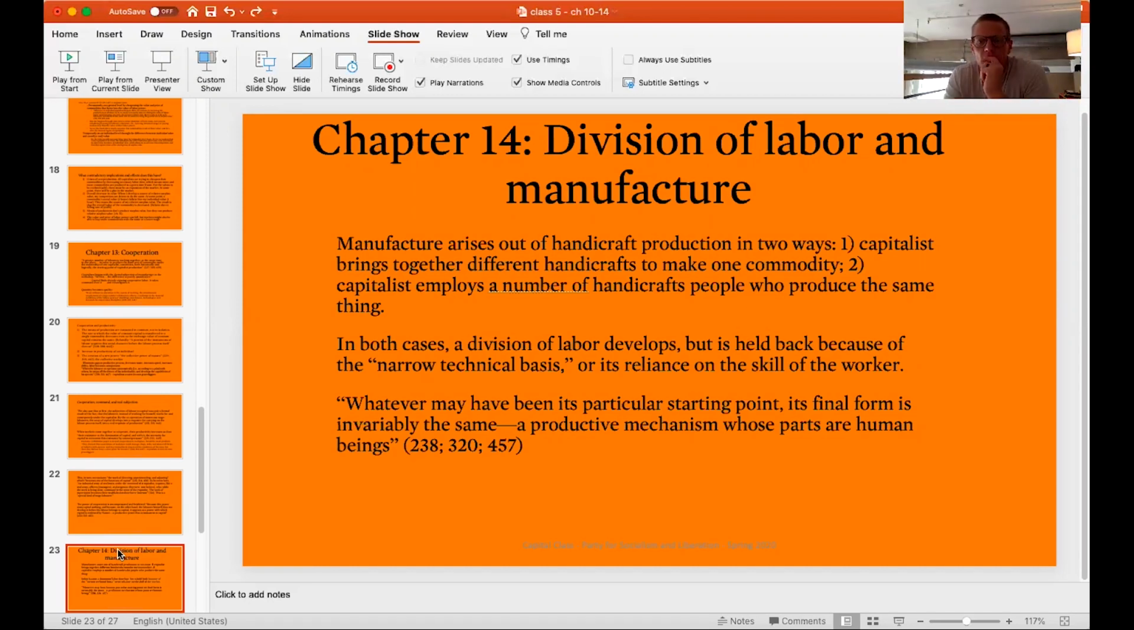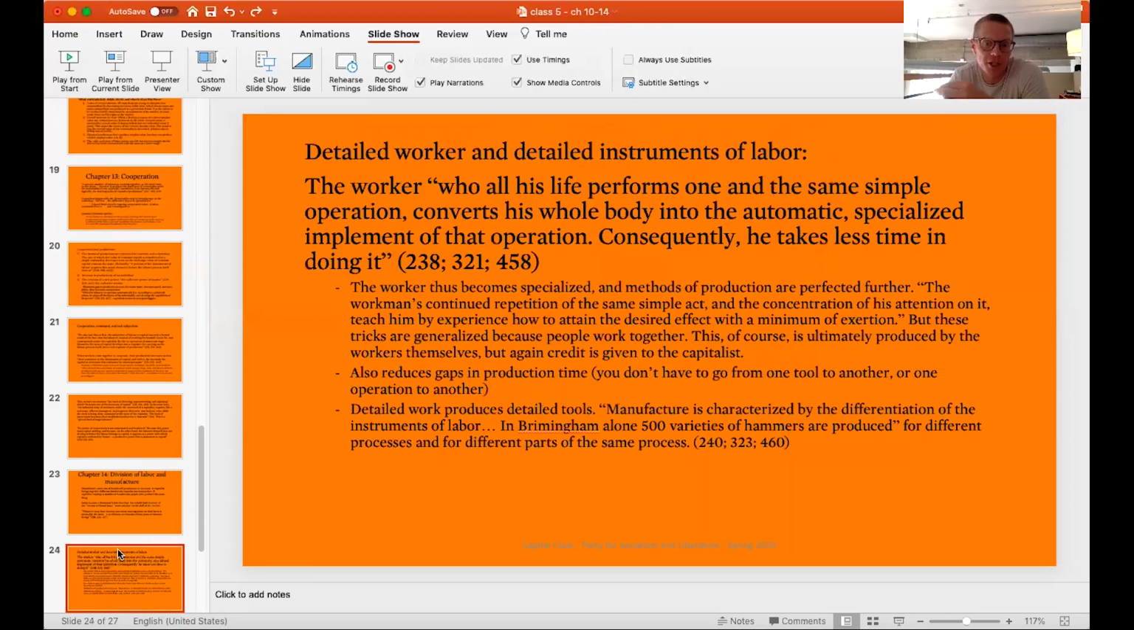And the thing about manufacture and handicraft production is that it relies on the skill of the worker. So the productive capacity is embedded in the particular concrete use values of the worker. It's not inherent in capital. Capital doesn't own it in the same way that it does when it develops machinery. And this also implements a revolution in the means of production, the instruments of labor. So Marx talks about how in Birmingham alone, there are 500 varieties of hammers produced for different processes and different parts of the same process.